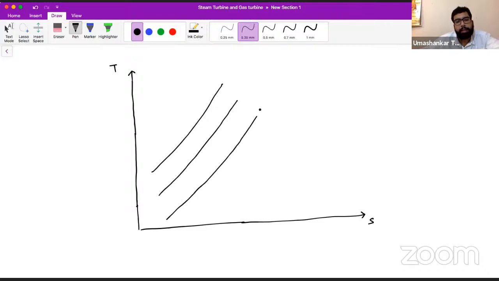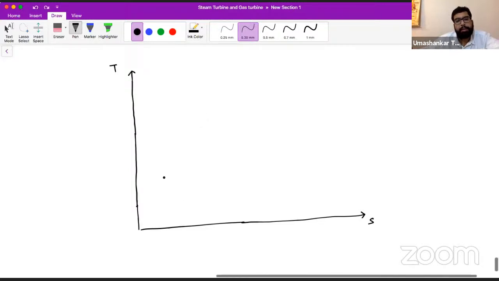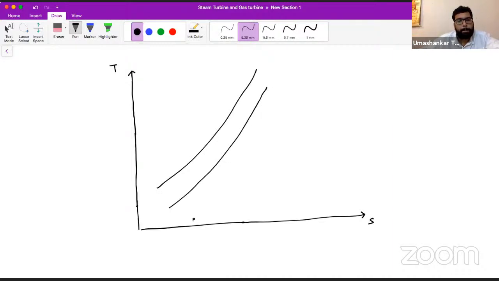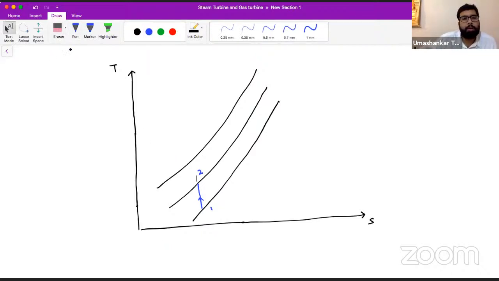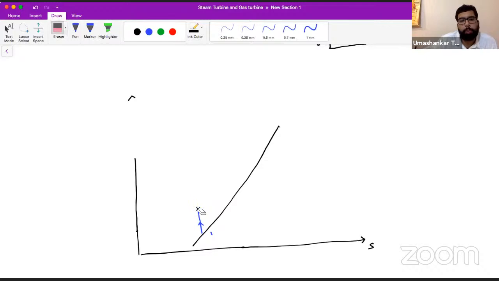Now try to understand this. So we have these three pressure lines. From 1 to 2, what is happening? There is a compressor, so our compression is taking place. And here also we have to have some more inclination because we want to put this point 8 above this.